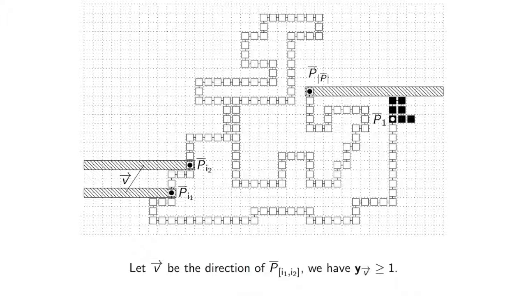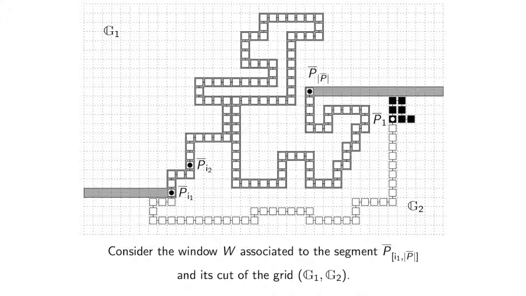Now consider the direction V of this candidate segment. Since the index I1 is lower than the index I2 and since the tile Pi1 is directed to the north, and we have shown that the ordinate of the tile Pi1 is lower than the ordinate of the tile Pi2, then the ordinate of the vector V is strictly positive. This property is fundamental in most of the future reasoning.